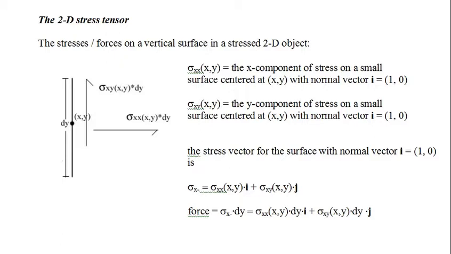The stress vector at x comma y corresponding to the surface dy is sigma xx times the unit vector i plus sigma xy times the unit vector j. And it equals the traction applied to the left side of the object through the surface dy. The total force applied to the left side of the object through the surface dy equals the stress vector times dy.